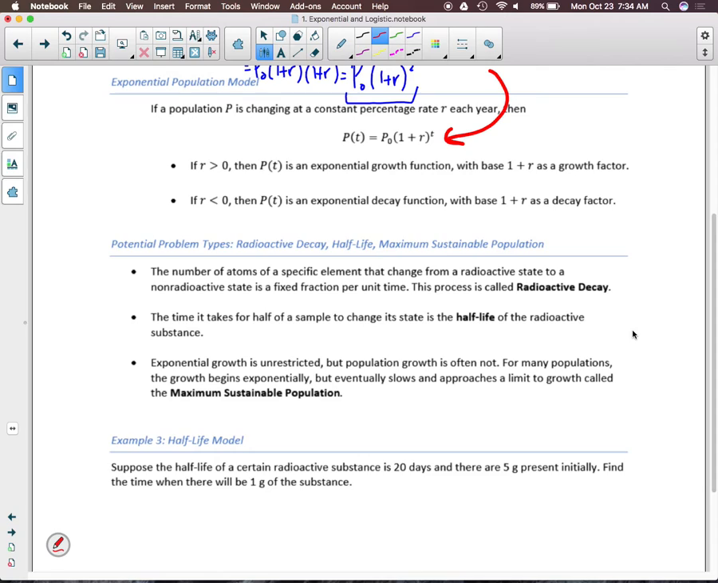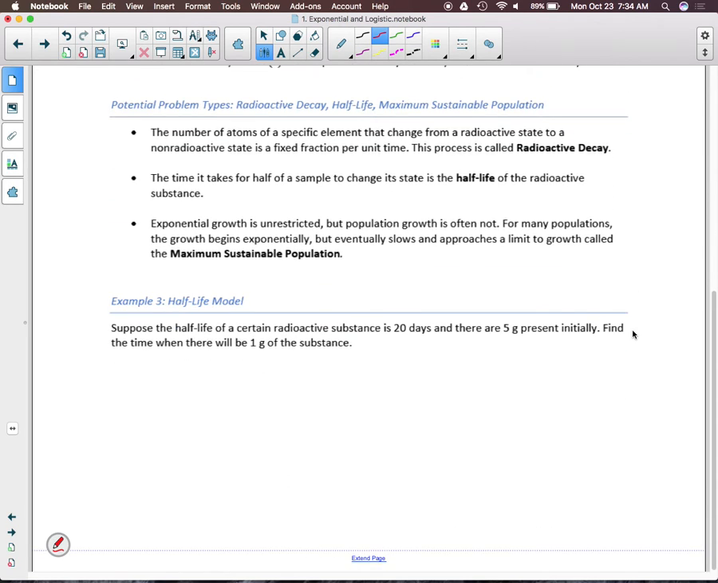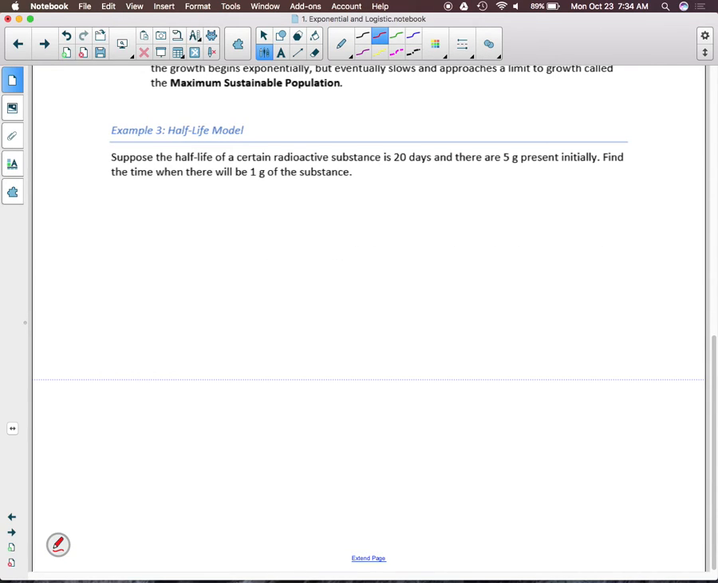So we just actually did one of these on the previous example. But these are the main types of questions that you might come up with. So I'm going to do this half-life model real quick, and we'll see if we can get a nice fun-filled answer right here.